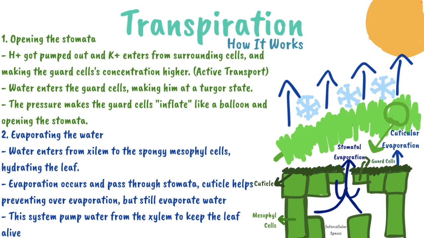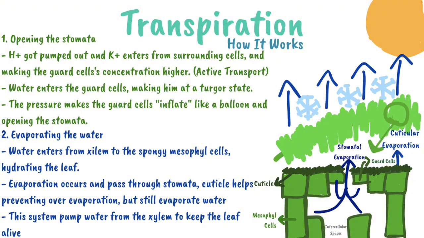Now we evaporate the water. First, the water enters from the xylem to the spongy mesophyll cells and hydrates the leaf. Evaporation occurs and passes through the stomata. The cuticle helps prevent over-transpiration but still lets water evaporate. Now, this system pumps water from the xylem to keep the leaf alive and to suck the water from underground.